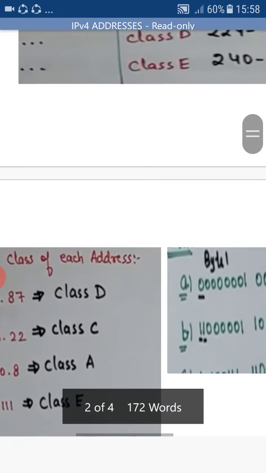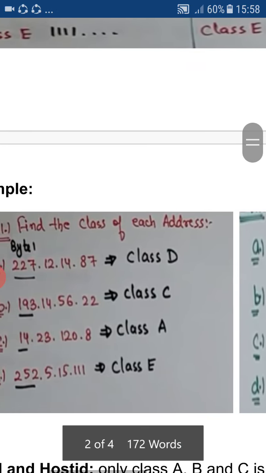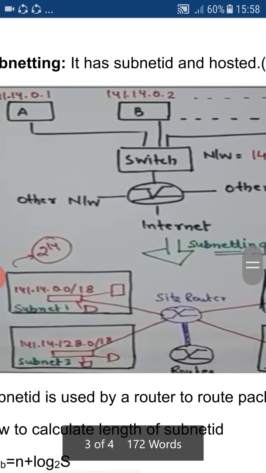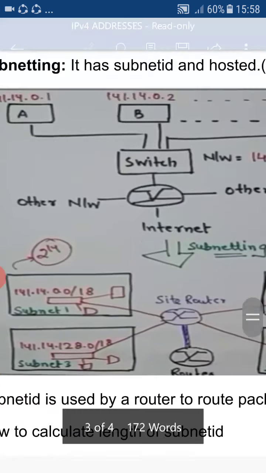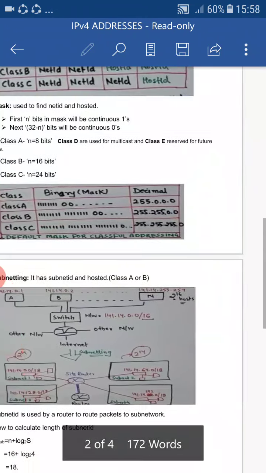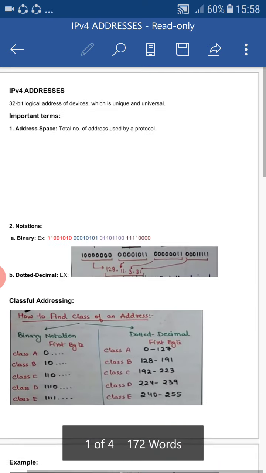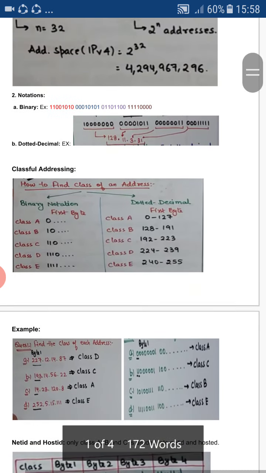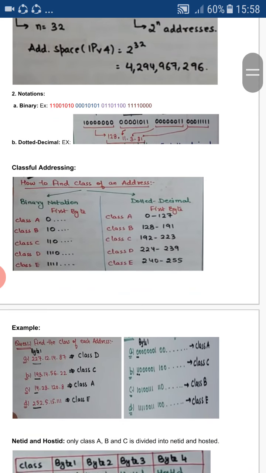Hence, it is of type class D. Then we have 193, you can just refer to the table. 193 belongs to class C, hence you have class C. Then you have 14. 14 belongs to class A, it is of type class A. You have 252, it belongs to class E.